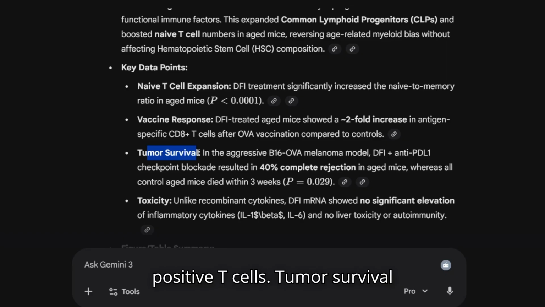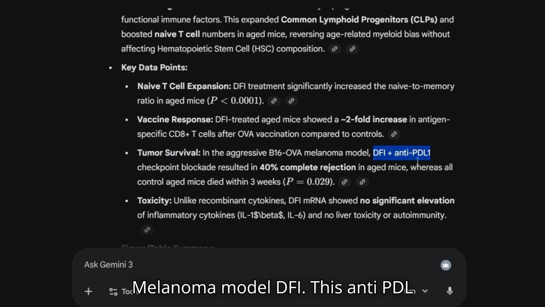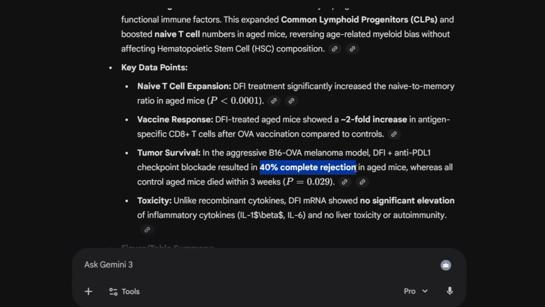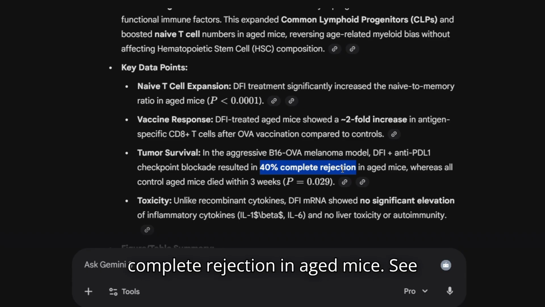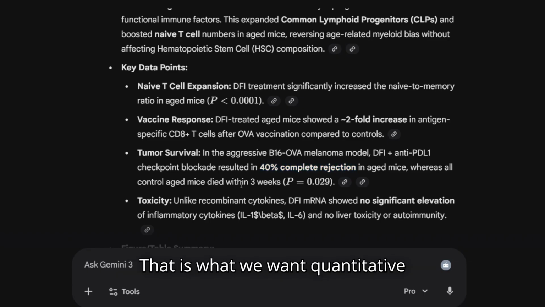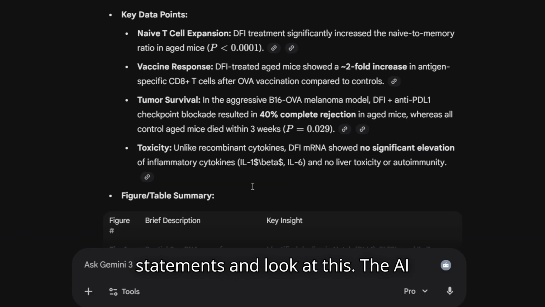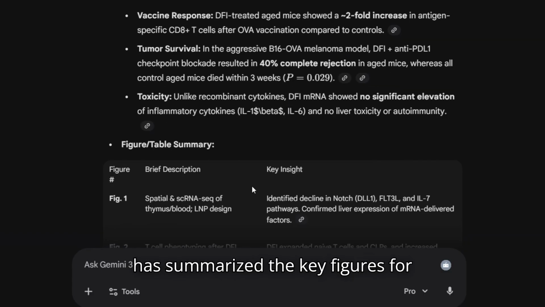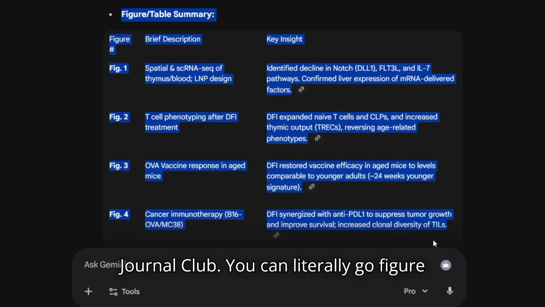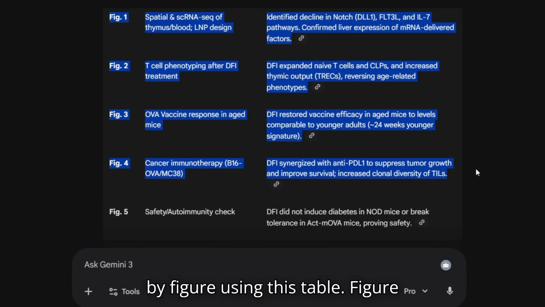Tumor survival. In the aggressive B16 OVA melanoma model, DFI plus anti-PD-L1 checkpoint blockade resulted in 40% complete rejection in aged mice. See those numbers? 40% complete rejection. That is what we want. Quantitative statements. And look at this, the AI has summarized the key figures. For Journal Club, you can literally go figure by figure using this table.